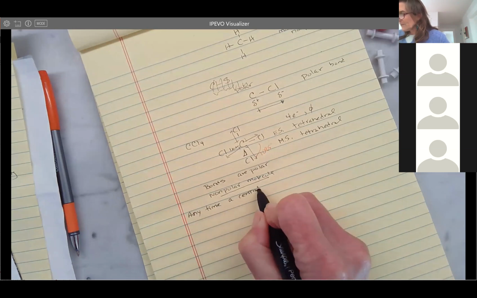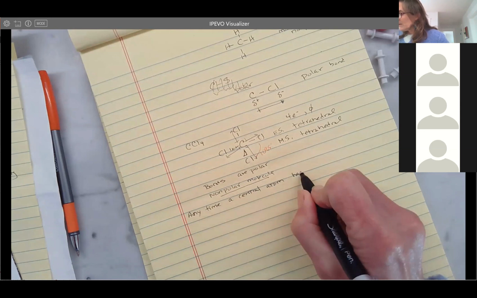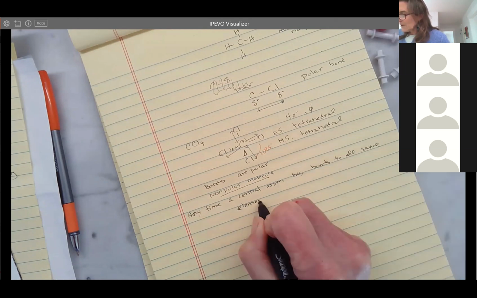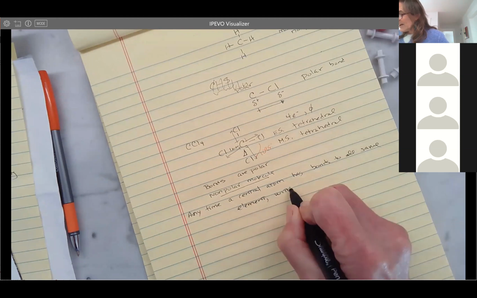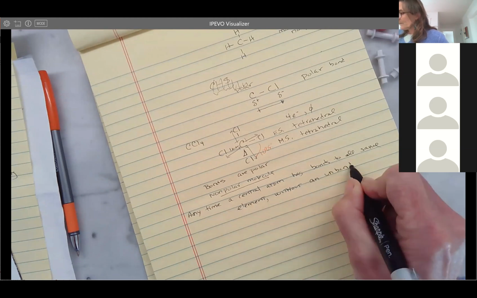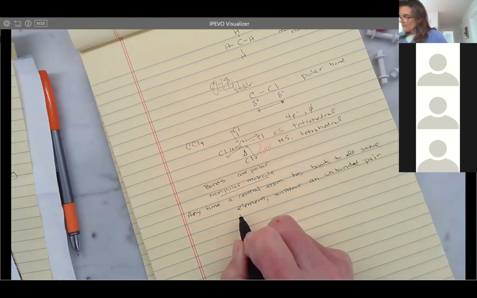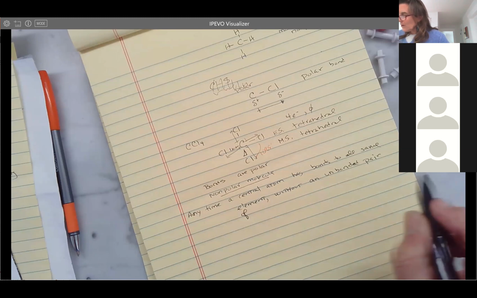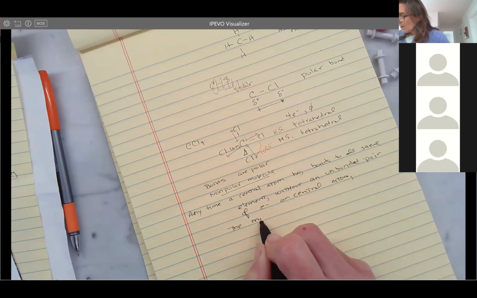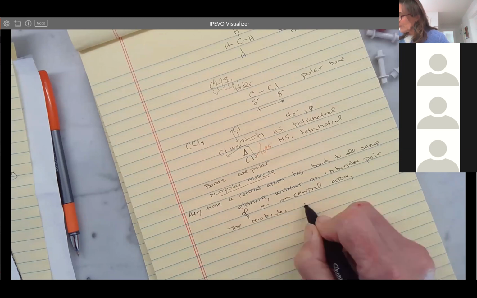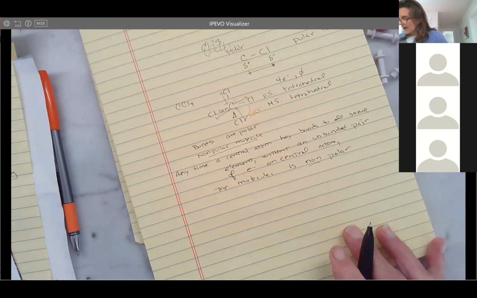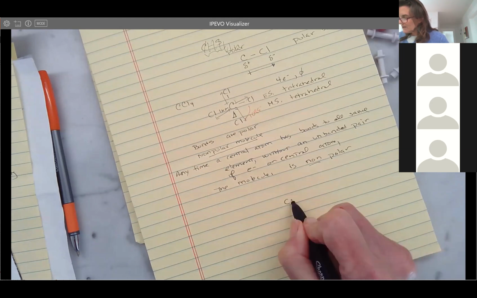Anytime a central atom has bonds to all the same element, without an unbonded pair on the central atom, the molecule is non-polar because all the dipoles cancel. The classic example for that is this. It's easier to see here.